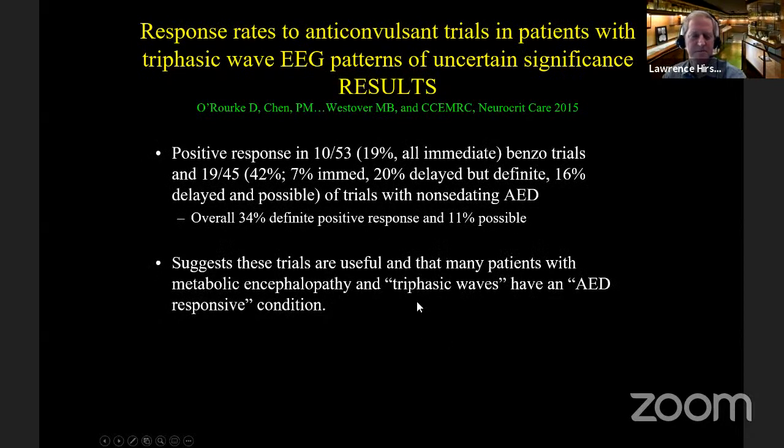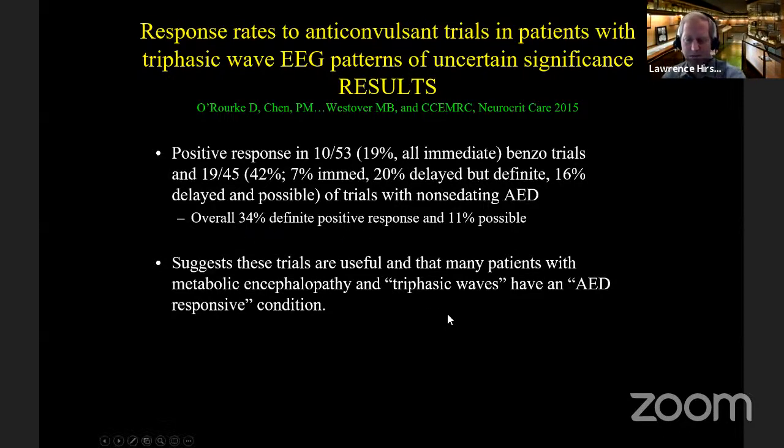So there was a positive response in 19% of these who had benzo trials, but in a higher percent who had the non-sedating anti-epileptic drug. So they said 42% overall. 7% were immediate, 20% were delayed but definite, and then some were delayed and possible. So leaving those delayed and possible out, you still end up overall with 1/3 of the patients having a definite positive response. These are patients with generalized periodic discharges with triphasic morphology, getting an IV drug trial.